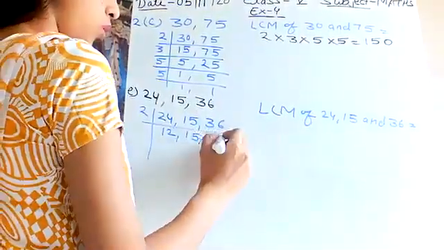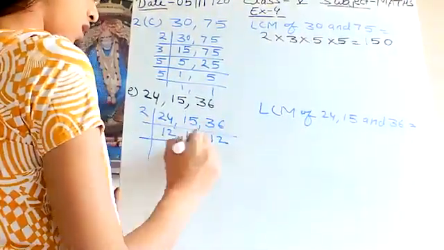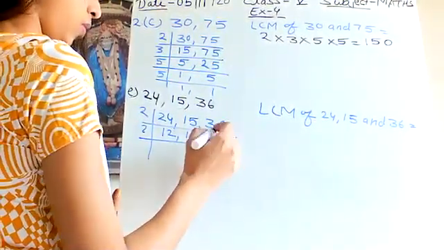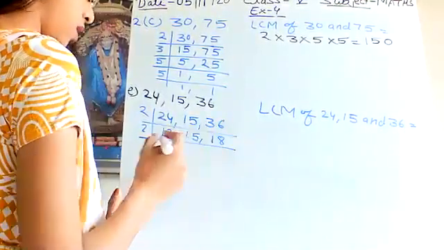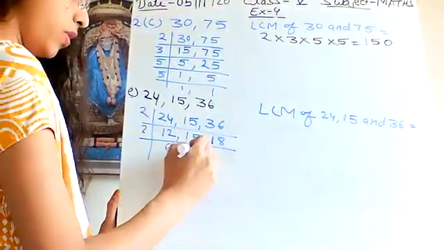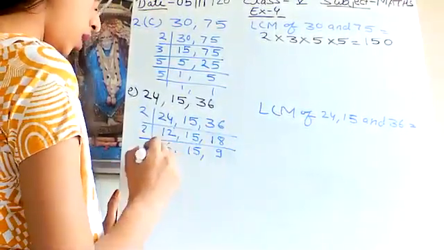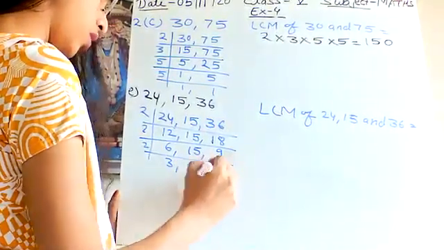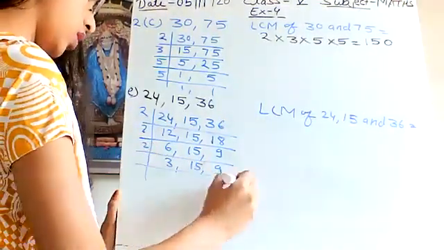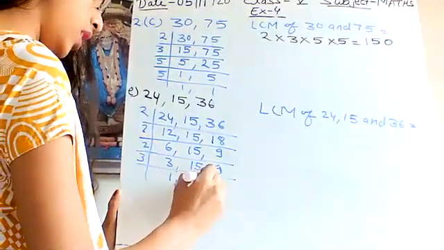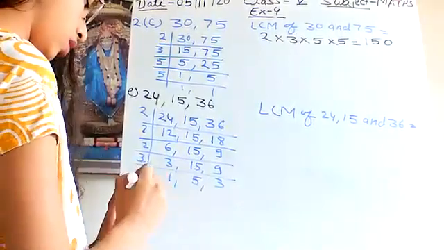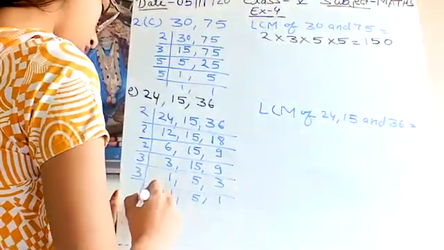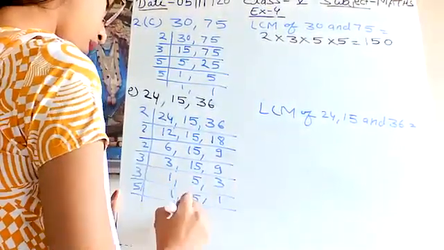2, 2 12s are 36. Now again, sorry, 2, not 12. 2 1s are 2, 2 8s are 16. 2 6s are 12, 15 will come as it is, 2 9s are 18. Then again 2 3s are 6, 15 will come as it is, and 9 will also come as it is. Now divide by 3. 3 1s are 3, 3 5s are 15, 3 3s are 9. Then 3 again one more time, 5 will come as it is. 5 1 1 1.